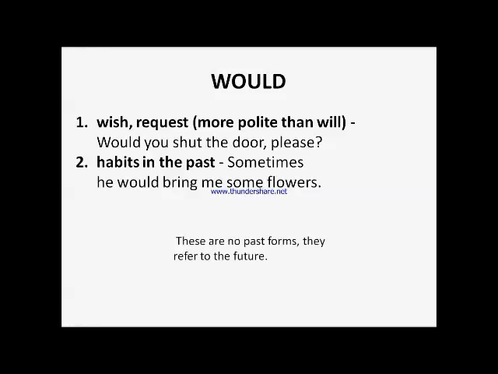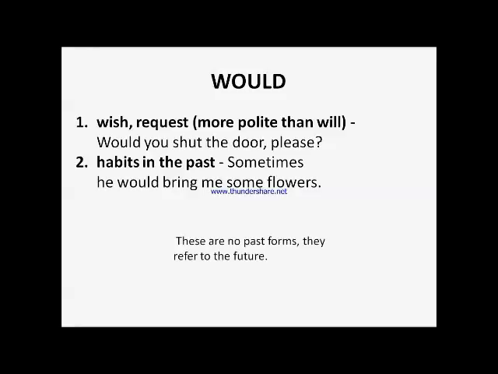Would you please shut the door? Second is for habits in the past. So, for example, sometimes he would bring me some flowers. This is more polite. Would you please shut the door? Or would you shut the door, please? Would you mind taking me to the school along with you? Would you please introduce me to your parents?